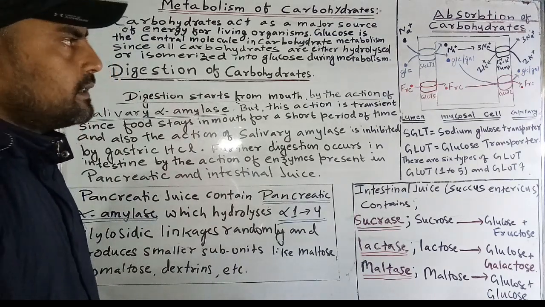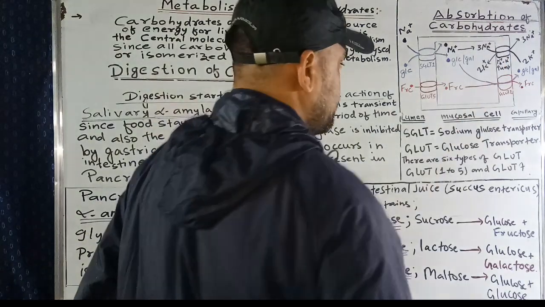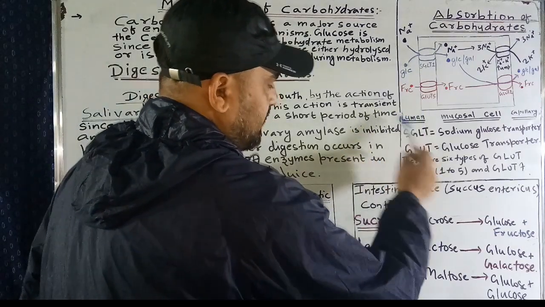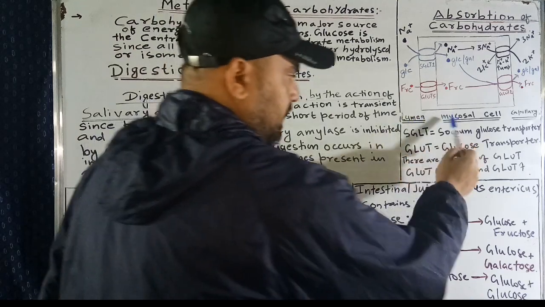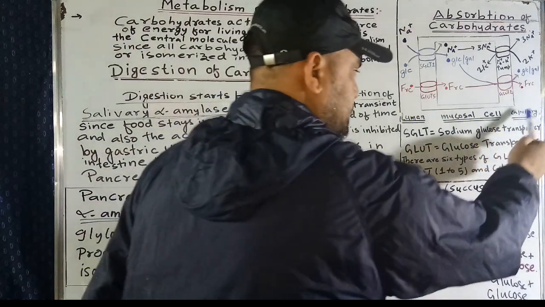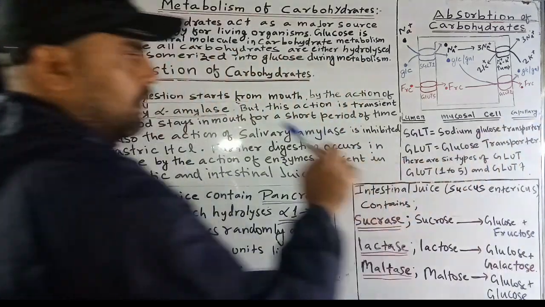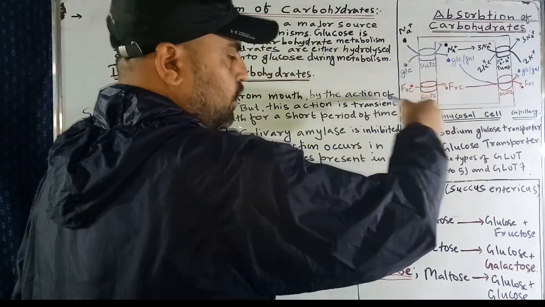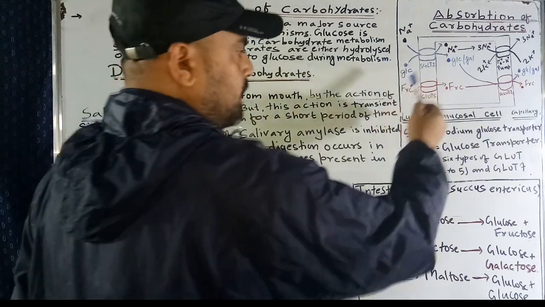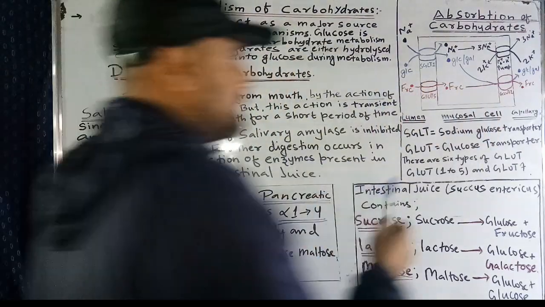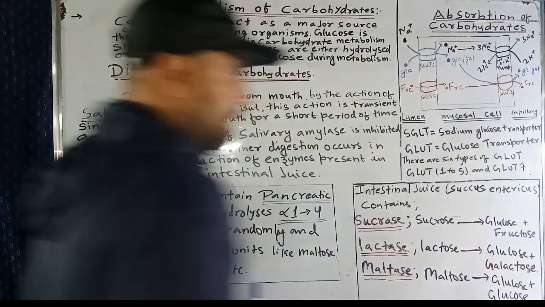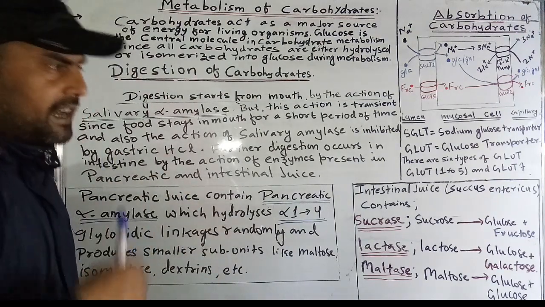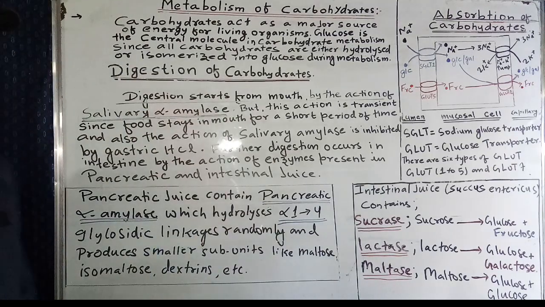So let's see how absorption of carbohydrates takes place. This is your lumen, the intestinal lumen. This is your intestinal mucosal cells, and then this is your capillaries. What happens is, our carbohydrate monosaccharides, after digestion, remain in the lumen of the intestine. From the lumen they are absorbed into the mucosal cells, and from mucosal cells they are again absorbed into the blood capillaries.